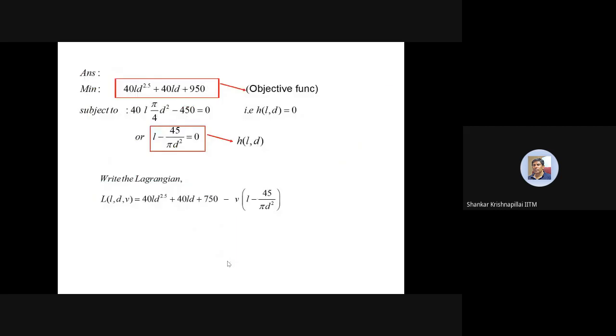So that we'll do in the usual way. This is the objective function subject to this equality constraint, and the equality constraint is further simplified like this. Now we can write the Lagrangian equation. So this is the objective function. Actually, this should be 950. Objective function minus nu into h of L, D. So we write like this.